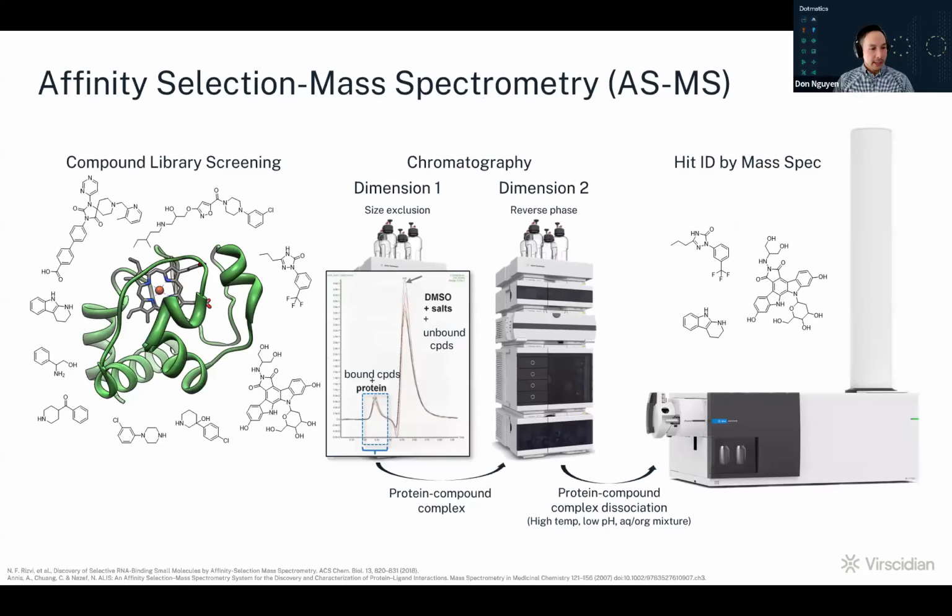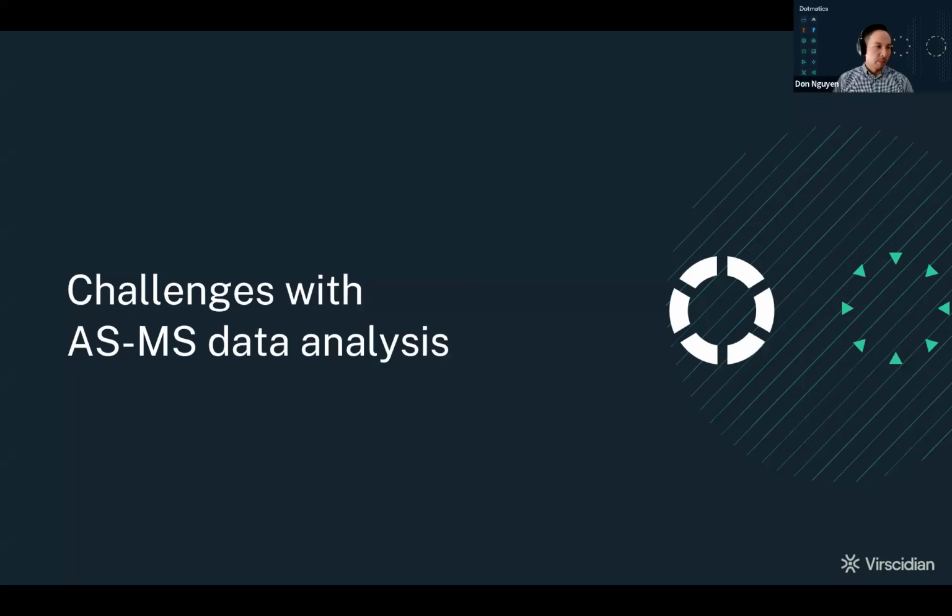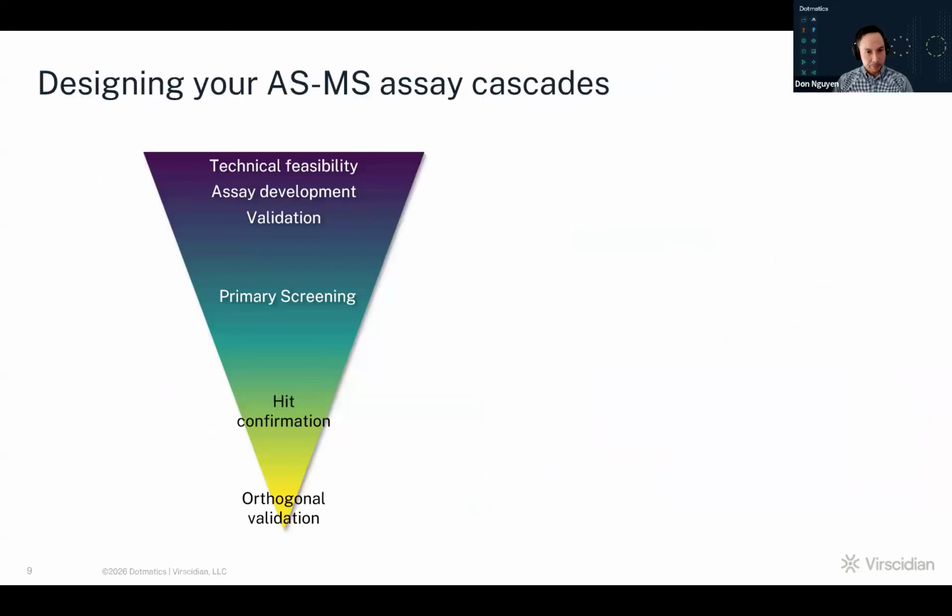So that is ASMS in a nutshell: compound screening in mixtures. Your protein target or your biological target has to be, let's call it, size exclusionable. We need to be able to separate this complex away from small molecules and unbound compounds. And then lastly, we have hit identification in the mass spec. One of the hardest parts with ASMS is certainly the data analysis.